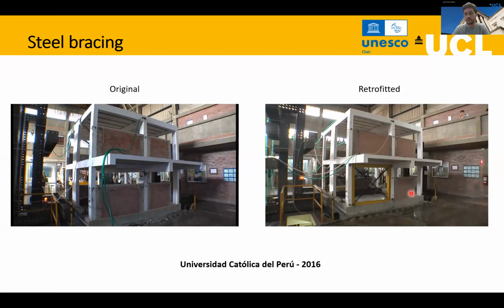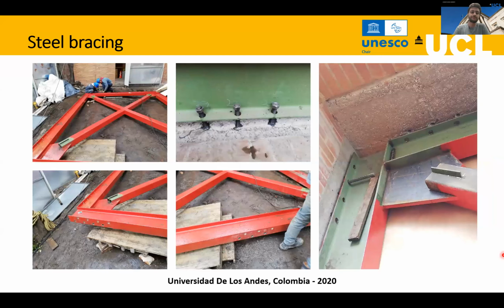And the other option was to retrofit the structure. So you can see in here a steel brace that was included in the building, and this helped with the behavior. You can see now that the short column is not forming over here. In this particular test, there was one steel brace in this axis and one in the posterior one. So the behavior of the building for the same ground motion is much better.